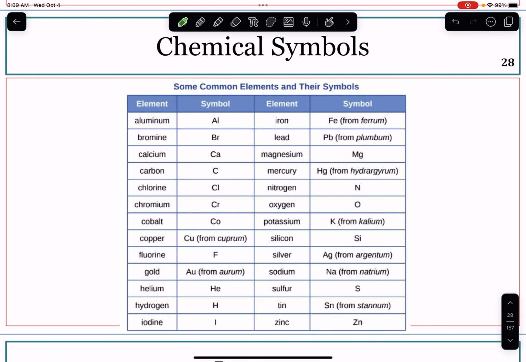A lot of the element symbols on the periodic table come from the Latin name of the element. So for example, potassium, the Latin word for potassium is kalium, and that starts with a K, which is why the potassium symbol is a K.